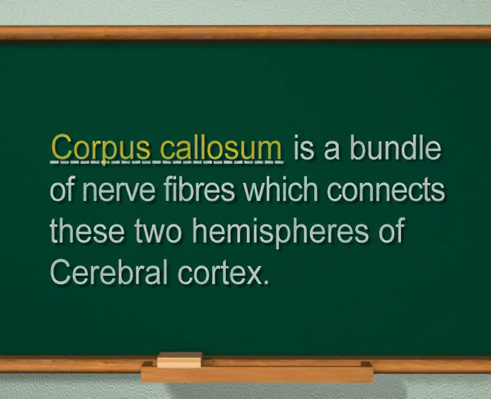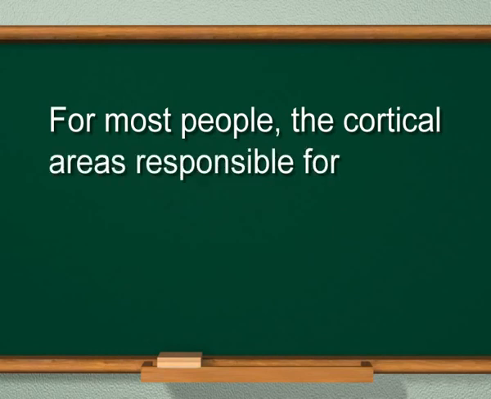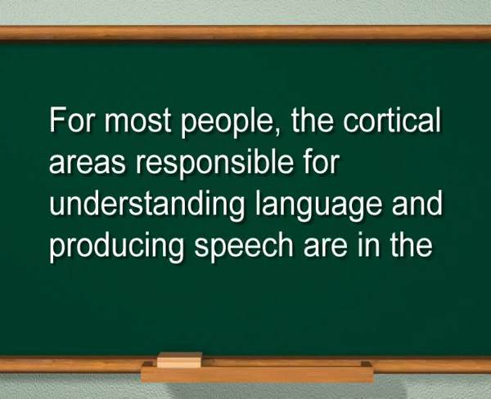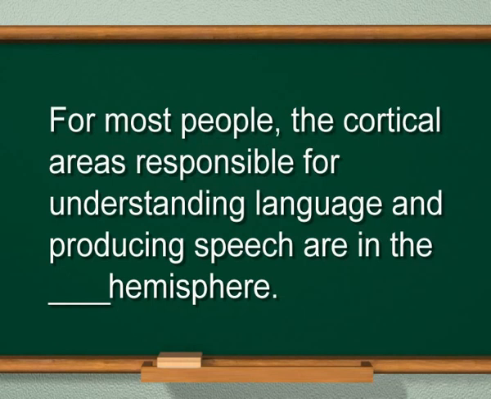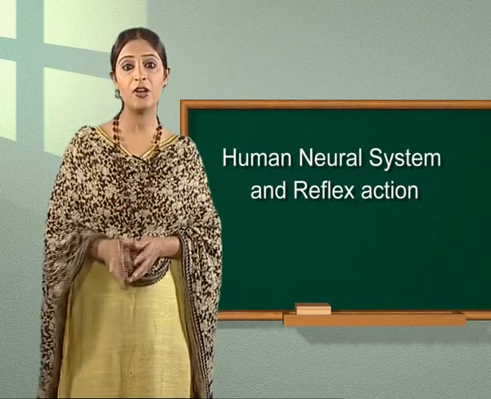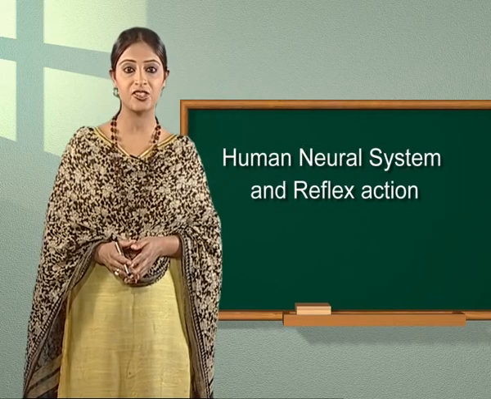My next question is, for most people, the cortical areas responsible for understanding language and producing speech are in the dash hemisphere. Answer: for most people, the cortical areas responsible for understanding language and producing speech are in the left hemisphere. Hope I have made a successful attempt to clear all your concepts regarding brain and mechanism of reflex action.